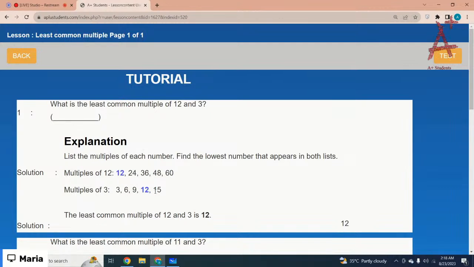3, 6, 9, 12, 15. You have to look for the smallest. Least means smallest number that is common. So the smallest common number is 12, right?